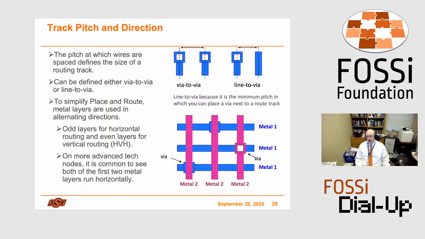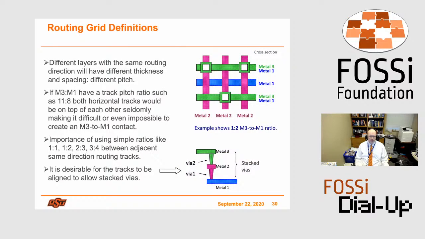To simplify the place and route, we try to use alternating directions for our layers, if anyone's familiar with designing layout, and that really helps the whole layout process work. We use a horizontal, vertical, horizontal type of routing, and on more advanced nodes, it's really common to see a little bit of an aberration from that. The first 2 metals are typically done horizontally in those very low feature sizes that you see, but we typically have a horizontal, vertical, horizontal type routing.